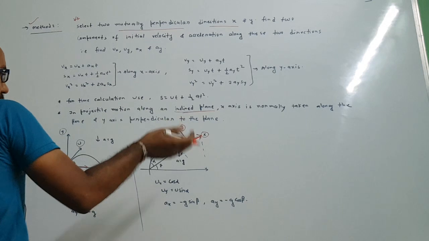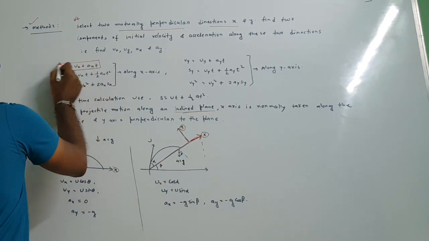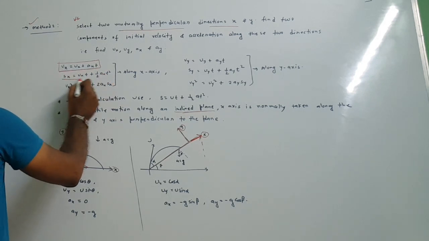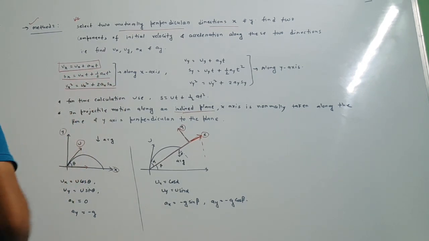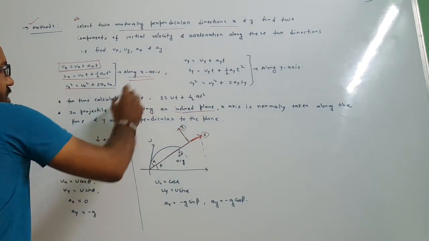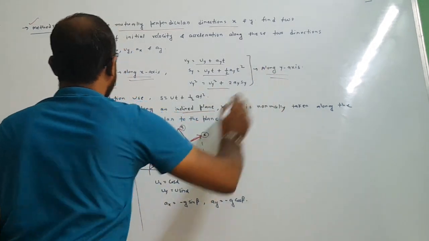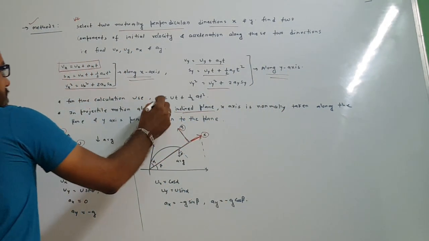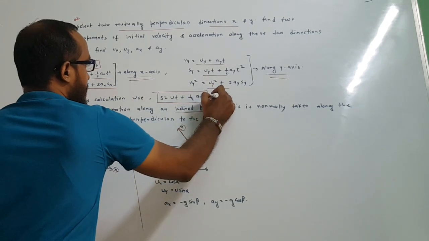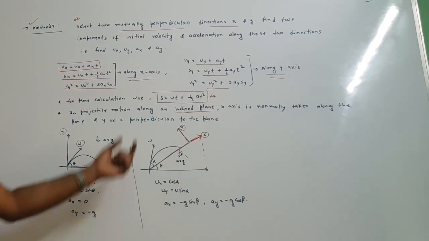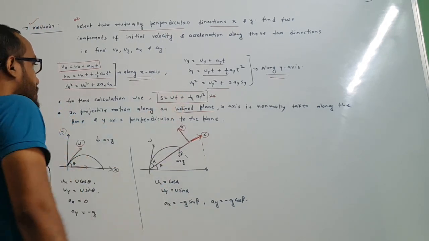After that, apply proper components, that is the x component and y component. Vx equals ux plus axt, Sx equals uxt plus half axt square, Vx square equals ux square plus 2ax Sx. This is along the x-axis, and for the y-axis use the y component. Now always remember, in projectile motion, if you want to calculate time, this equation is in most cases very helpful: S equals ut plus half at square. Specifically apply this for calculation of time.